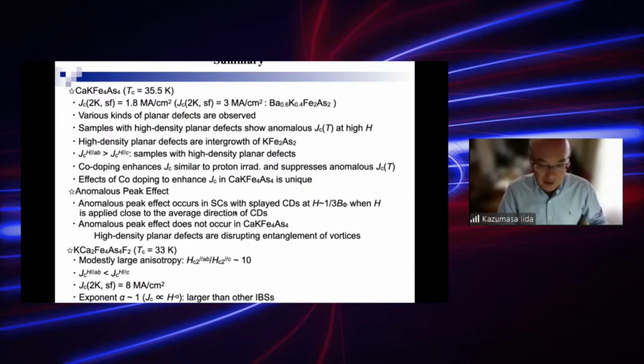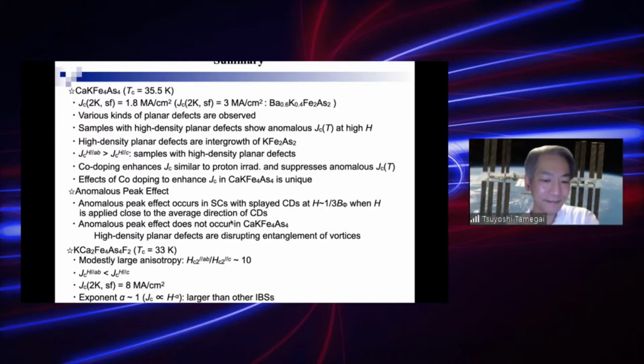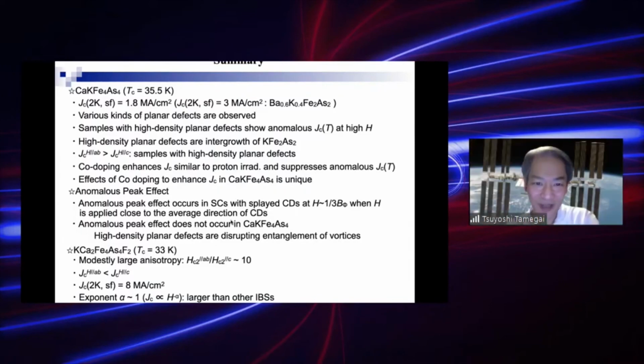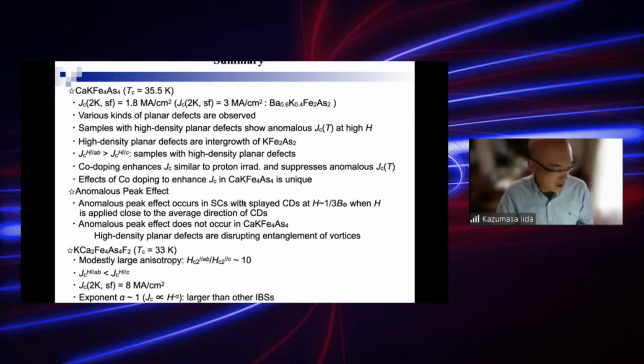Okay. And the second question is about the matching field effect you mentioned for 1144 samples. Do you also observe the matching field effect for the irreversibility line? We haven't explored that because the matching effect only occurs when we apply the field in the plane. This is a special situation, and we didn't try to measure up to very high temperatures. We didn't do that. Okay. So any question? One question from Aki, please.